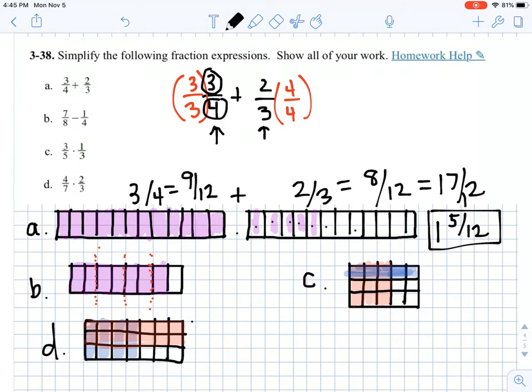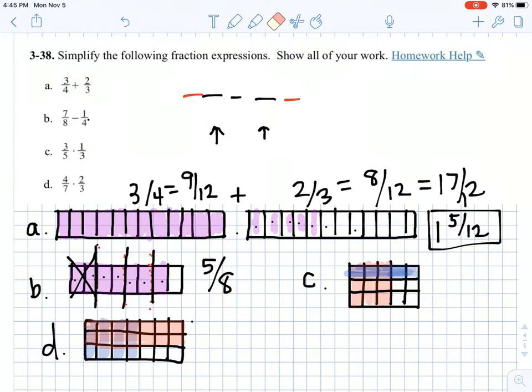For B, I have a 1 and it's divided into 8 parts and 7 of them are colored in. But you can see with these little red pieces right here, these are where the fourths are. So if I take away one of those fourths, I'm left with 1, 2, 3, 4, 5. I'm left with 5/8. And the way I could do that is I could see that my 1/4 is actually 2/8. So this would be 7/8 minus 2/8, which is going to give me 5/8.